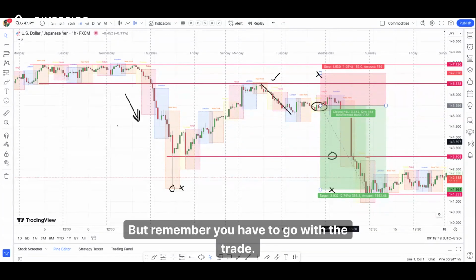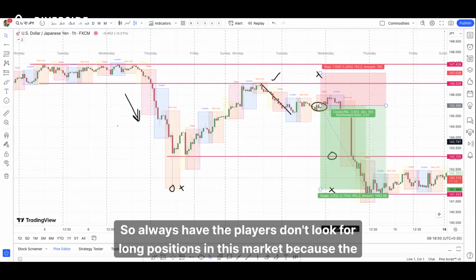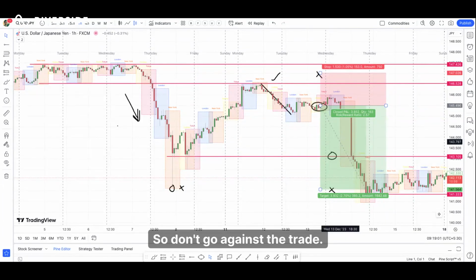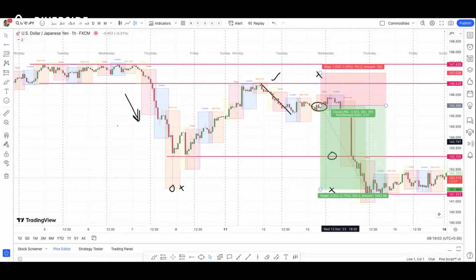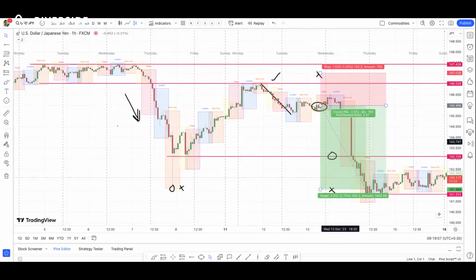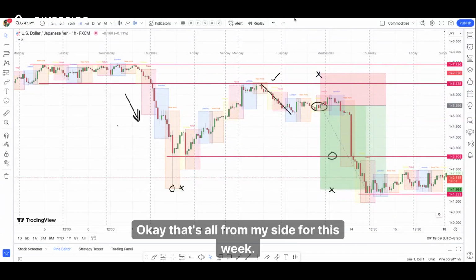Okay. But remember, you have to go with the trend. So always have that bias. Don't look for long positions in this market because the market says it's negatively biased right now. So don't go against the trend. See if there is an opportunity for you to sell at some point. Okay, that's all from my side for this week.